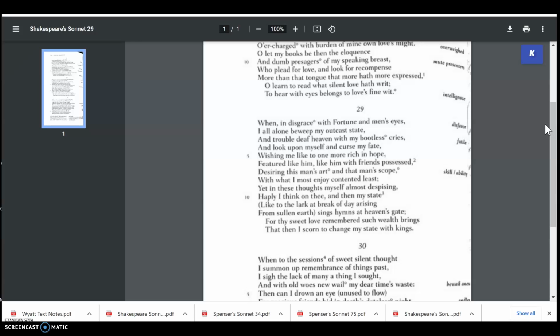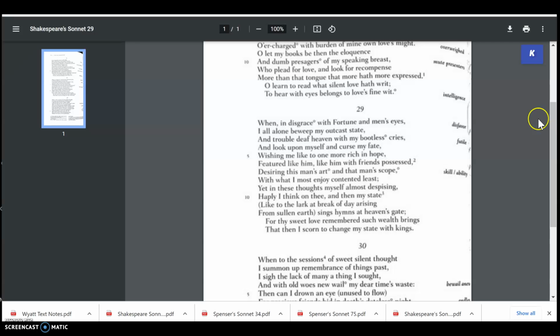And so he says, "Like to the lark at break of day arising, it's singing to heaven as it flies along." His love gives him all the wealth that he could ever need. And so he wouldn't even trade it there. He says, "I scorn to change my state with kings." He wouldn't even trade it for the lives of kings.